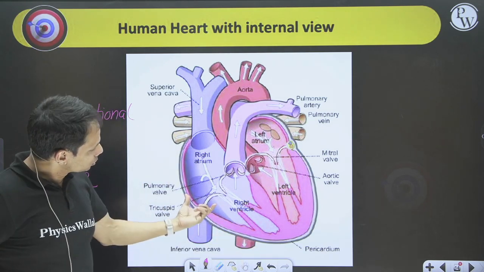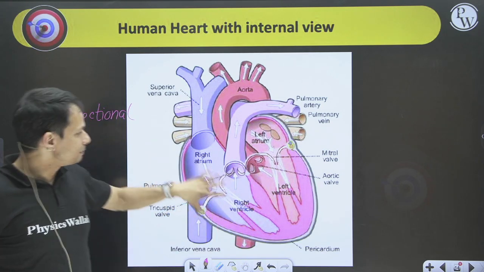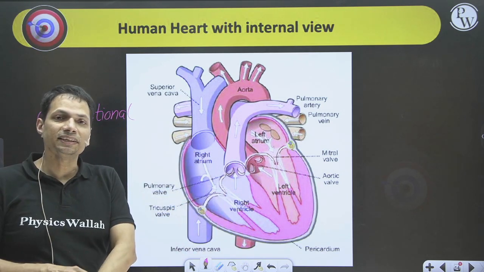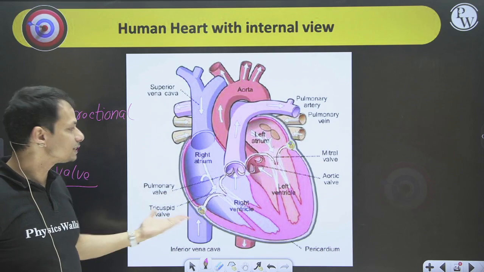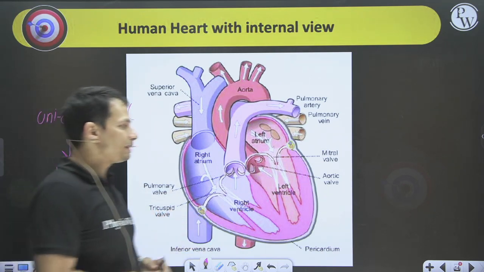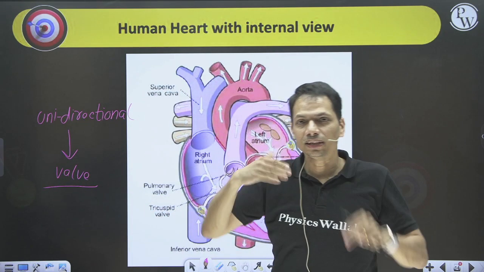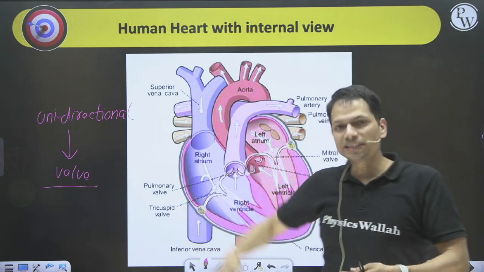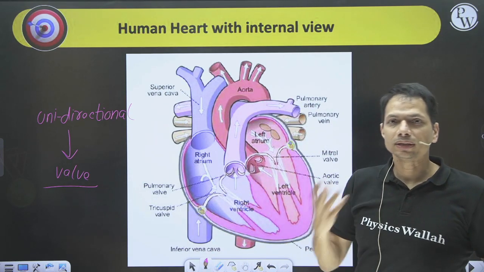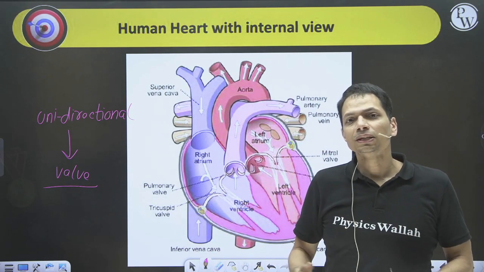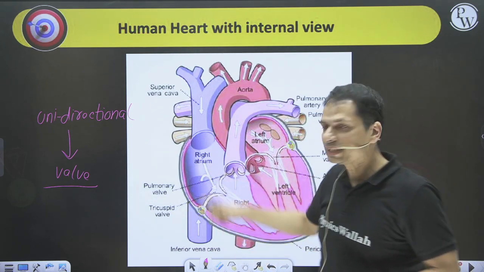Okay. So this valve which is present between the right atrium and the right ventricle is called the tricuspid valve. Tricuspid because there are three cusps. I'll show you a picture of a horizontal cross section of a heart, and you can see what I mean by a cusp. So there are three cusps, so it is called the tricuspid valve.